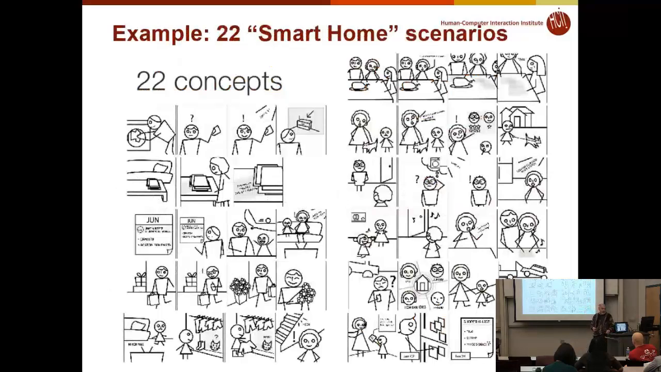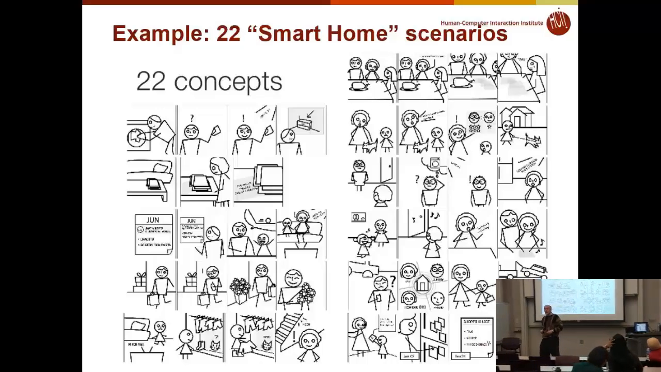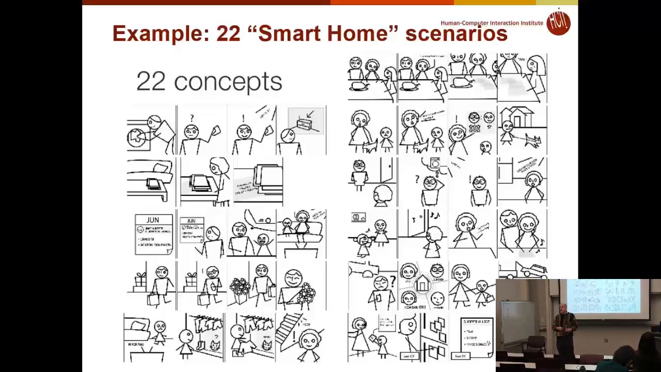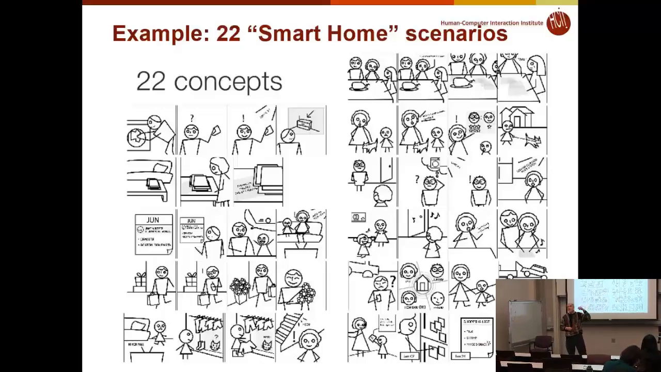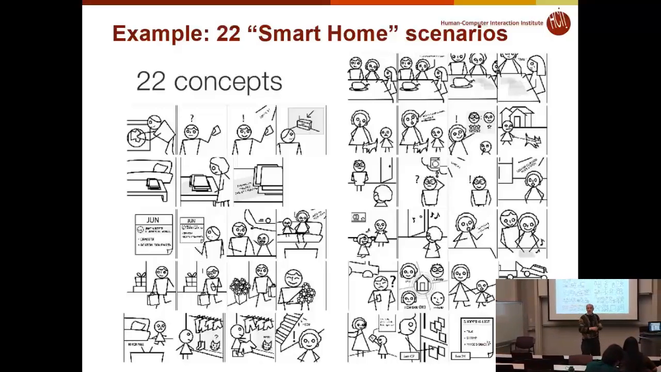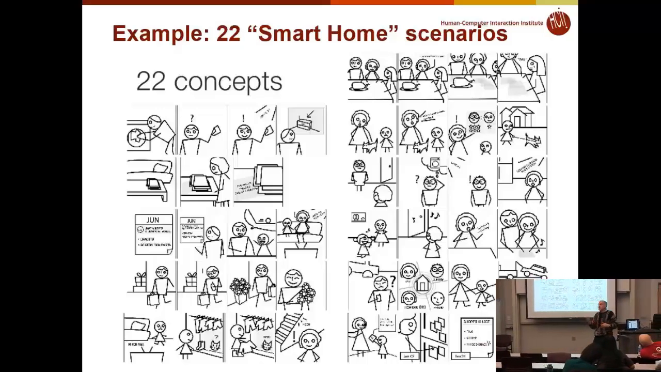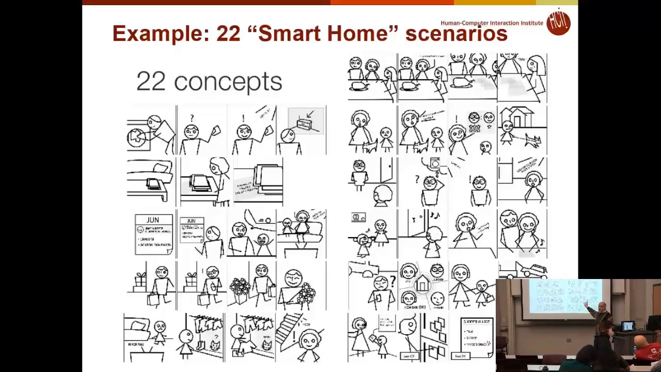Here's an example from smart homes. They have a bunch of different scenarios of situations. They actually had 22 different concepts that they talked about in the paper. And they got everybody to react to all 22 of them and to see which ones were too far out, which ones people said, oh, I'd really love to have that kind of product. And you can obviously draw up scenarios of things that are impossible to build today, but maybe would be possible in the future.